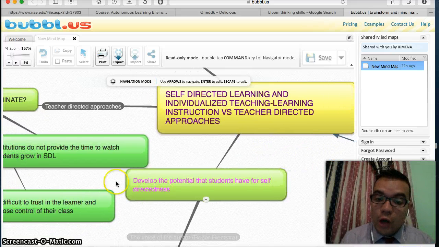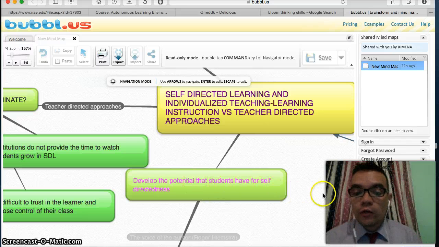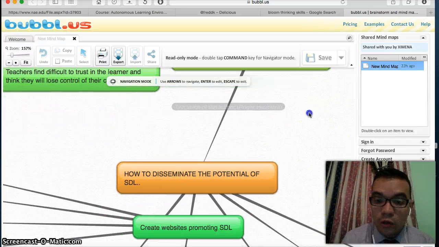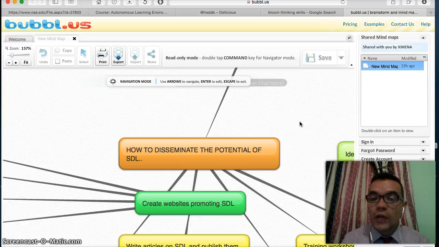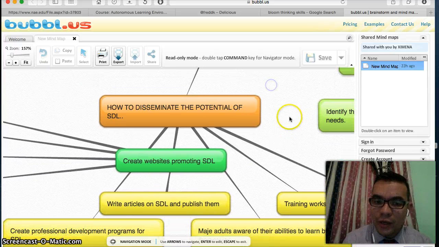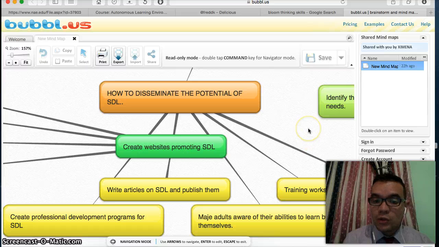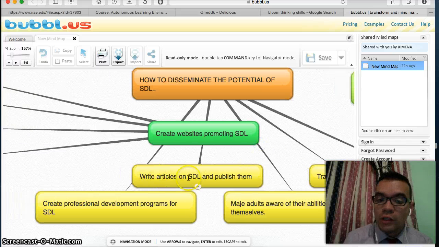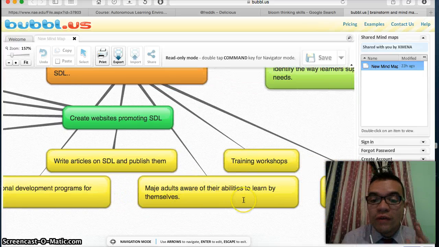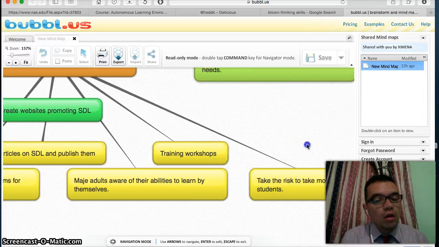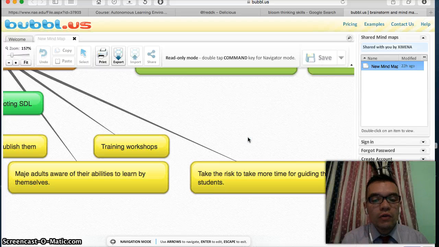In this slide, we're going to develop the potential that students have for self-directedness. According to the author of the reading, we need to know how to disseminate the potential of SDL. How are we going to do that? He proposes that we should start by creating websites promoting SDL, by writing articles on SDL and publishing them, by creating professional development programs for SDL, by making adults aware of their abilities to learn by themselves, or by training workshops, or just by taking the risk to make more time for guiding the students.